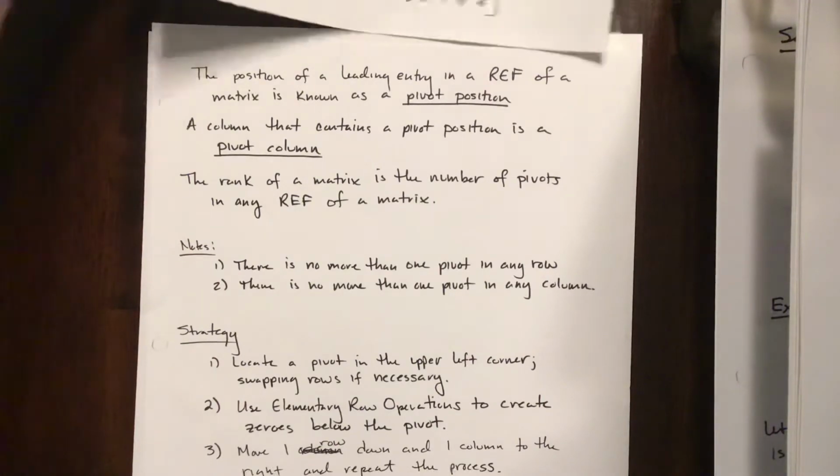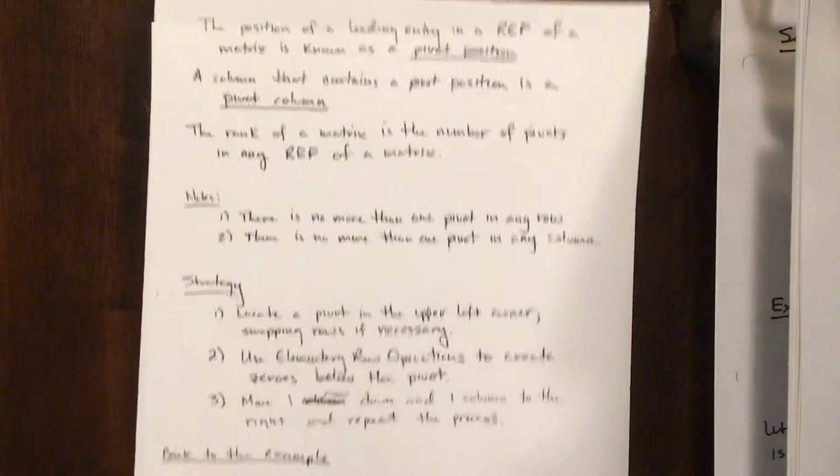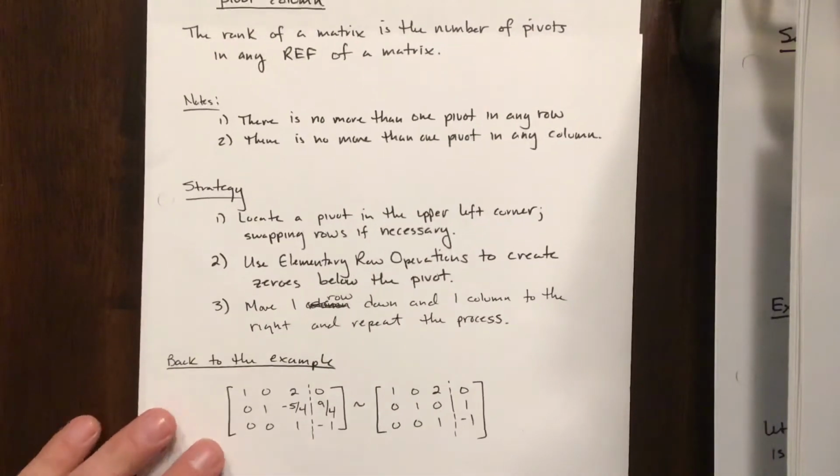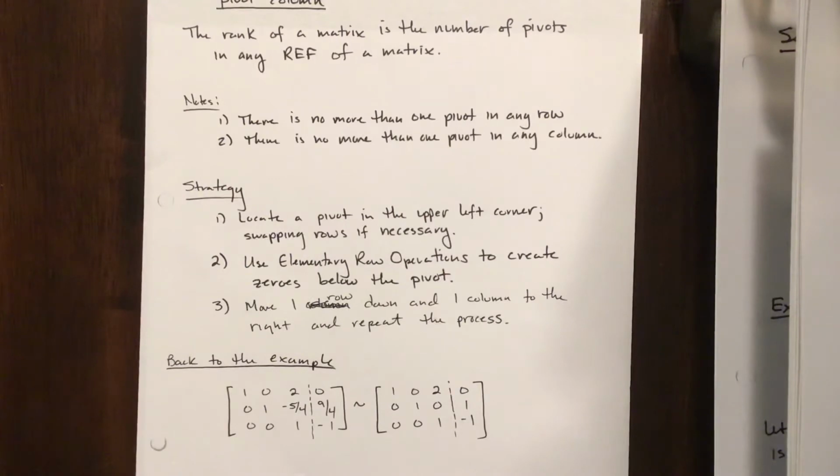So, strategy. When placing something into row echelon form, the first thing you want to do is locate a pivot in the upper left-hand corner by swapping rows if necessary. Step 2, use elementary row operations to create zeros below that pivot. Once you've done that, move 1 row down and 1 column to the right and repeat the process.